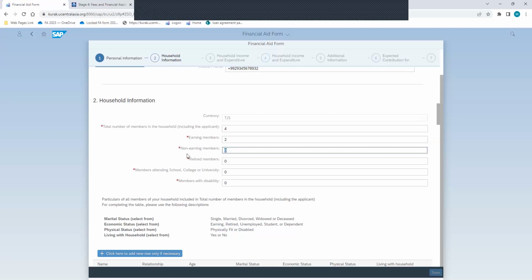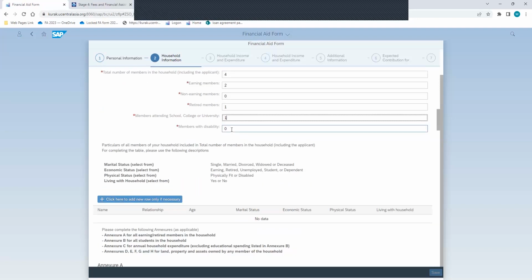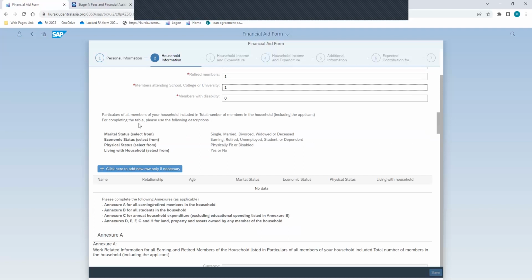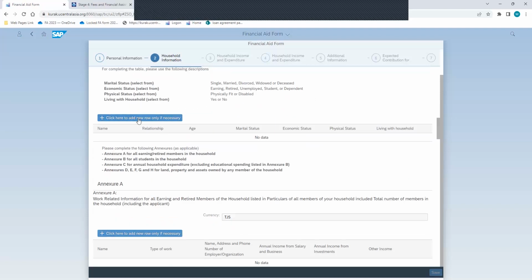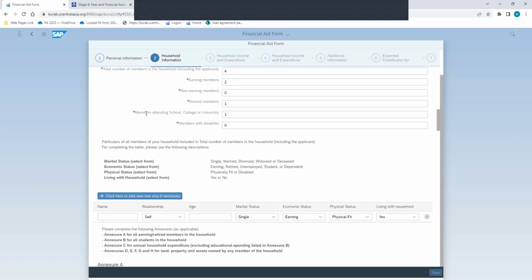So assume there is no one who is kind of non-earning there, and we have one retired, who might be a grandfather, and it is me, surely, who is attending college or school. And then members with disability is 0. I'm leaving it like just a 0 and going down to add some information that I've just mentioned here.